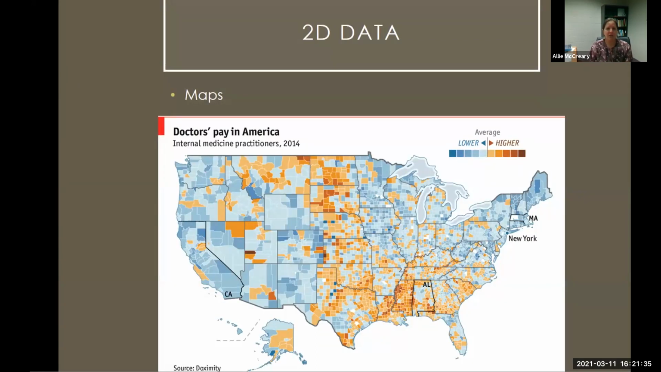2D data is what we're more typically thinking of when we think about visualizations. Things like maps are kind of the key example here, where you have this spatial dimension. So that's one dimension, you have state lines and county lines. And then you also have the second dimension, which here the example is doctor pay, right? And so you're applying some sort of color grade to lower or higher than average pay, and then shading each part of your spatial dimension accordingly.